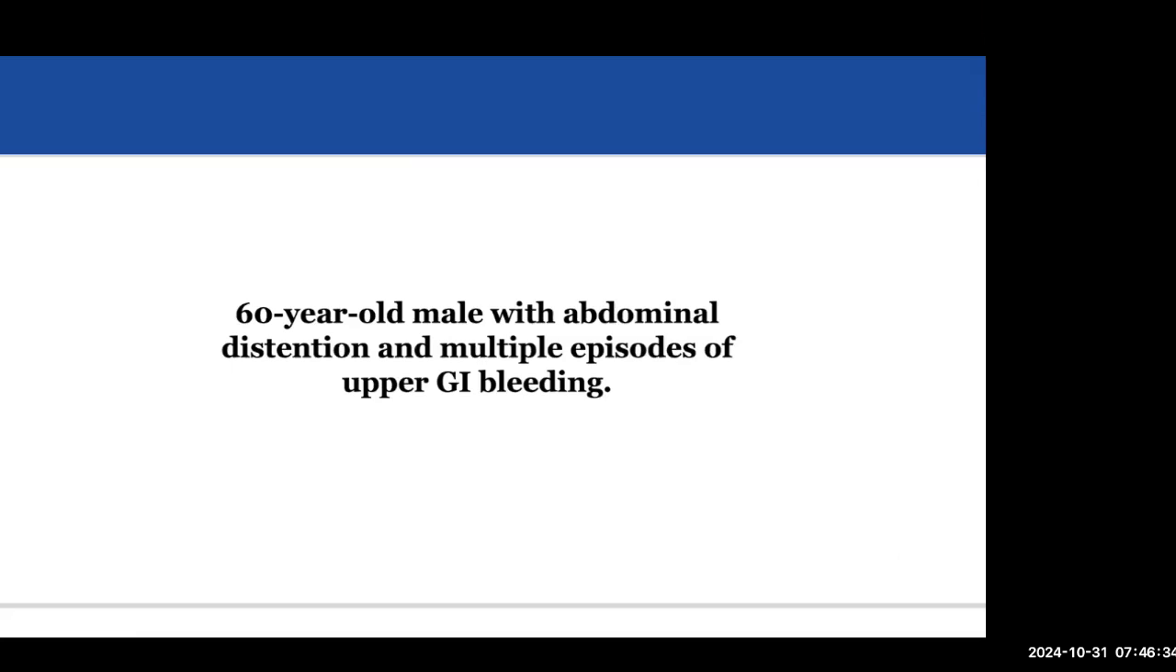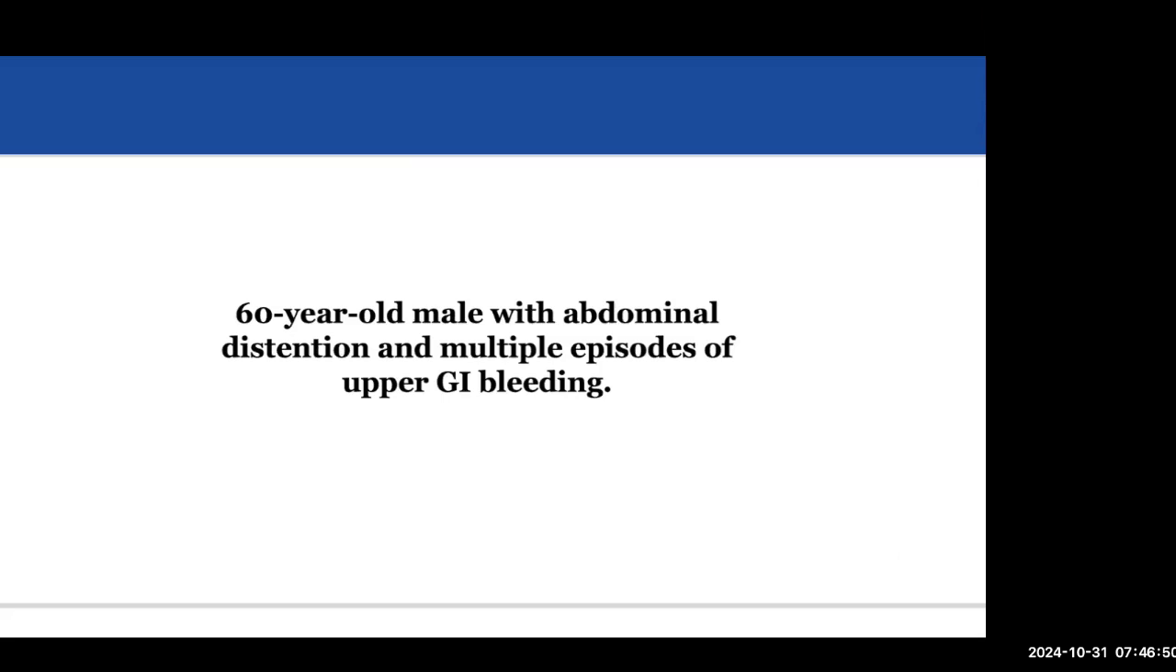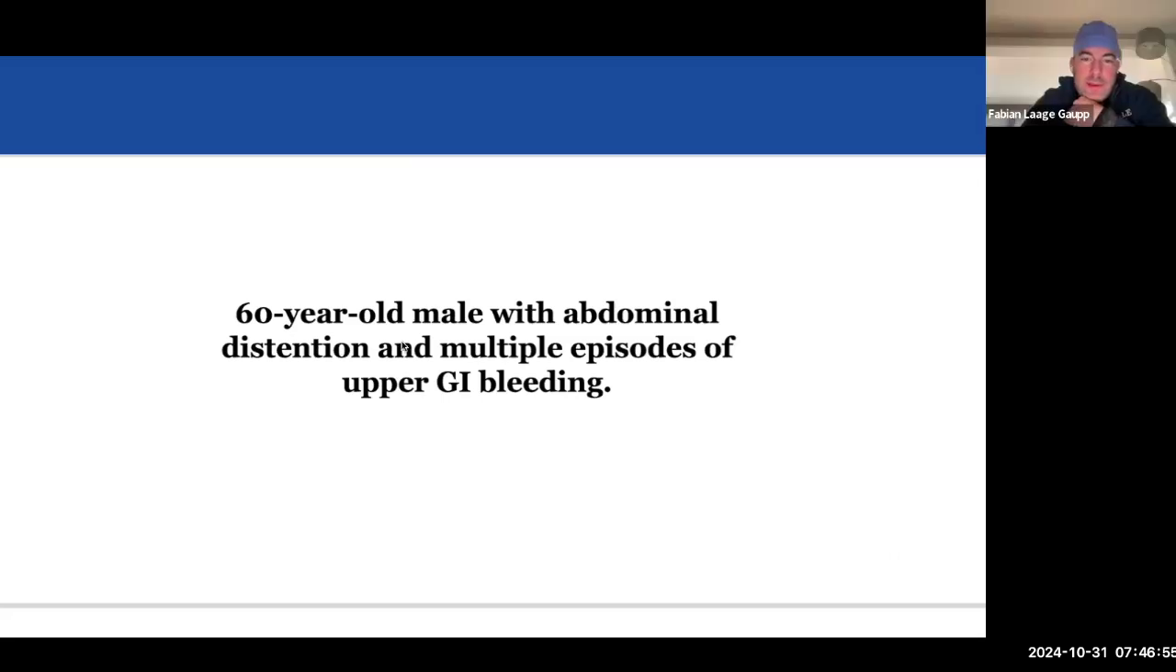A 60-year-old male with abdominal distension and multiple episodes of upper GI bleeding. What are two common mechanisms for upper GI bleeding? Esophageal varices and also peptic ulcer disease. Exactly. Great. So now, if I tell you this guy is an alcoholic and has a long-standing history of liver cirrhosis, which are you more suspicious of?